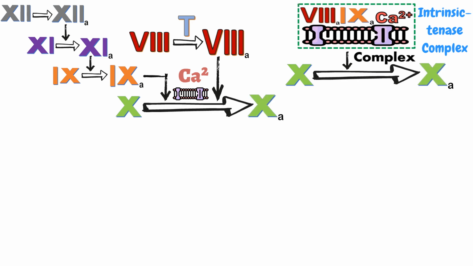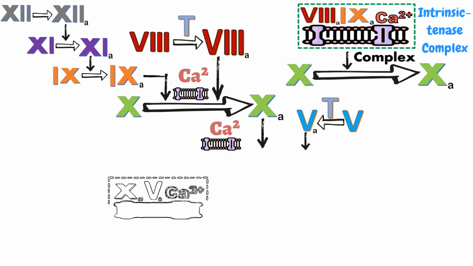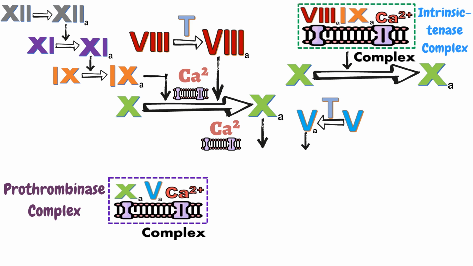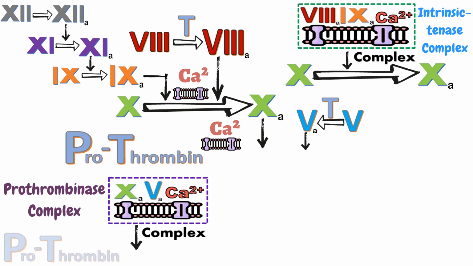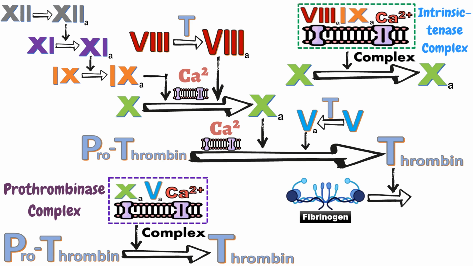This activated Factor X now binds with its essential cofactor, that is activated Factor V, on the phospholipid surface of the activated platelets in the presence of calcium ions. Together they form the complex known as prothrombinase complex, and this prothrombinase complex now converts prothrombin into thrombin, and this thrombin will convert soluble fibrinogen into insoluble fibrin strands or fibrin monomers.